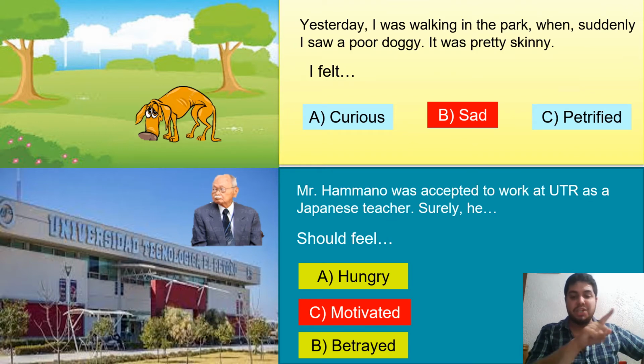So he should feel motivated. Yeah. If he gets a new job, he should feel motivated. It's a normal reaction when you get a new job, a new possibility to have money and buy different things, right? Okay.